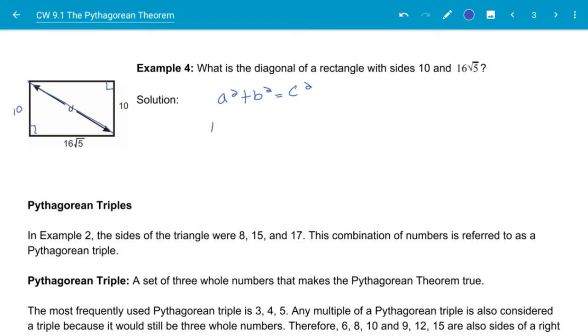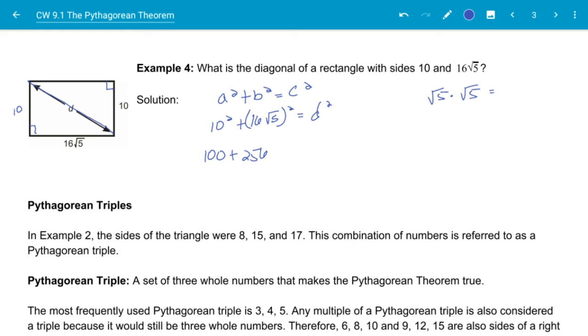So one leg is going to be 10, so that's 10 squared, plus the other leg is 16 square root of 5, and I square all of that, is equal to c squared. And I'm going to just put this in as d for my diagonal, so d squared. So 10 squared is 100, plus, now this one we have to take the 16 and square it. So 16 squared is 256.